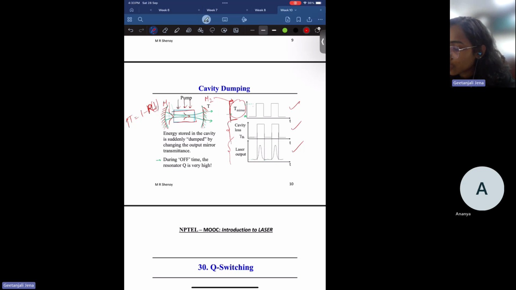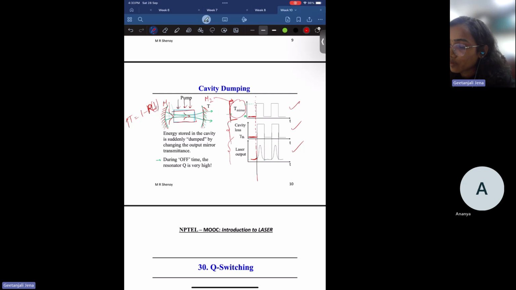So if you see the first interval here, the transmittance is 0. That means the reflectance is nearly 100%. So whatever light is incident on the second mirror is getting reflected back towards the inside of the cavity. So for this case, what is the cavity loss? The cavity loss would be low, right? And as the reflectance is high, we'll see that the laser output is negligible.